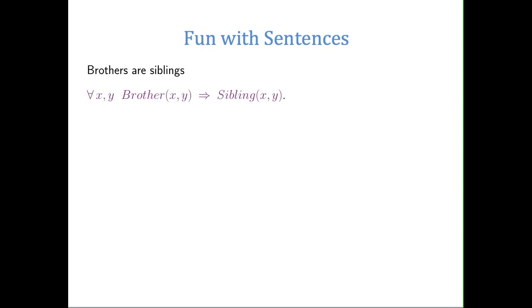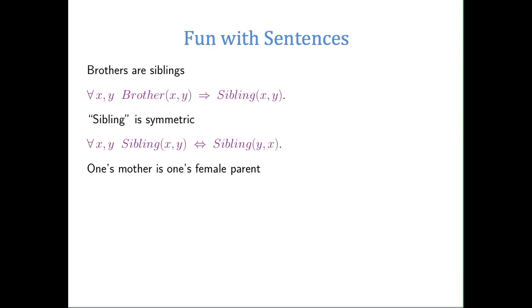Okay, so here's what I've got. For all x and y, brother x and y implies sibling x and y. Makes sense, right? How about the notion that sibling is symmetric? Well, that's pretty easy. For all x and y, sibling x and y is equivalent to sibling y and x. You could see that one coming, right?